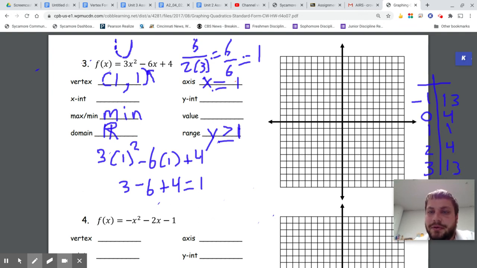I'll plot those points, 1, 1, 2, 4, 3, 13, which should be somewhere up here. And then the points on the other side. And you have this tall, skinnier parabola. All right, so be ready to do your work tomorrow in class. I'll see you tomorrow.